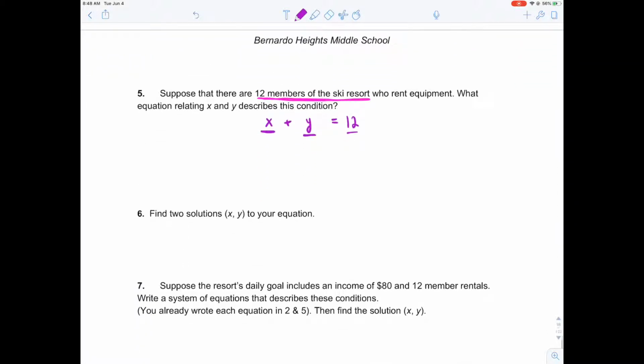All right, we're going to find 2 solutions to my equation. So I think an obvious one is 6 and 6. And then I'm going to also include, let's do 0 and 12.